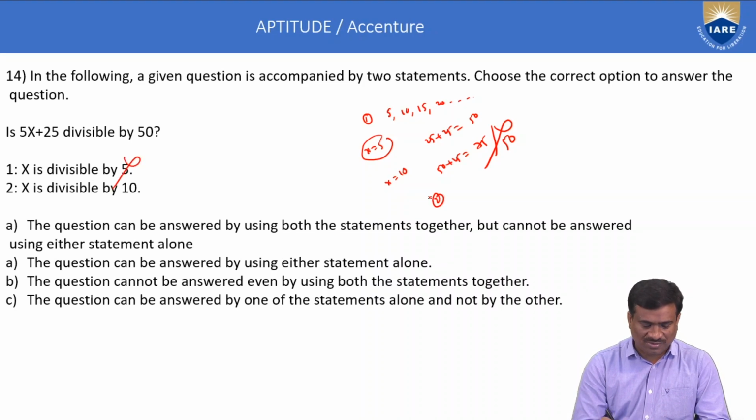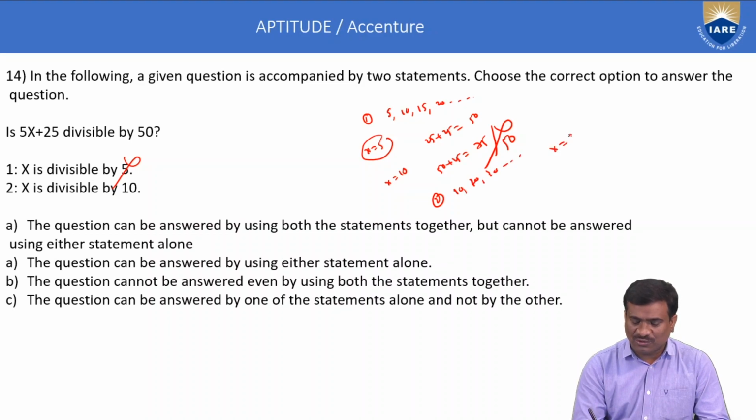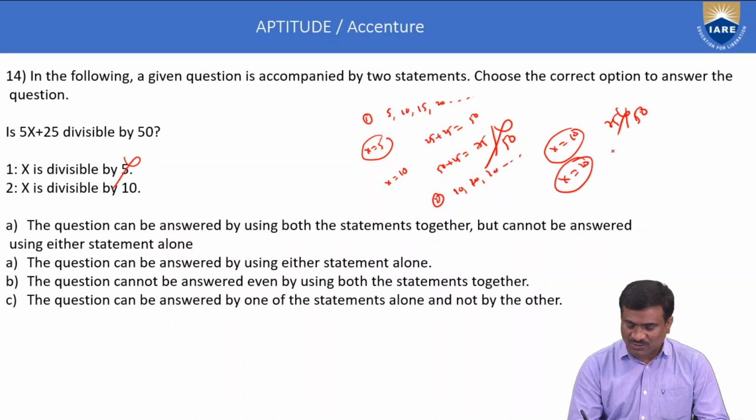Statement 2: x is divisible by 10. Consider the multiples of 10: 10, 20, 30 and so on. If x is equal to 10, then 75 is not divisible by 50. If x is equal to 20, then 5 into 20 plus 25 is 125. 125 is not divisible by 50.